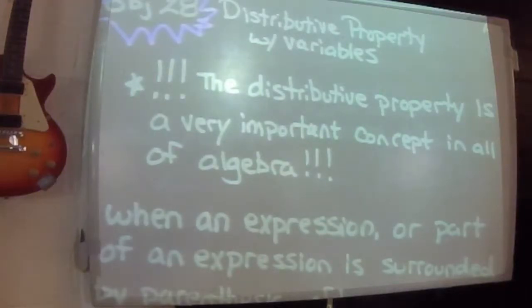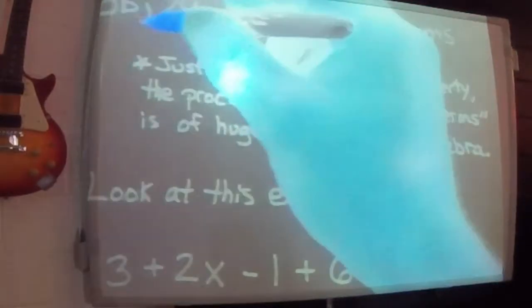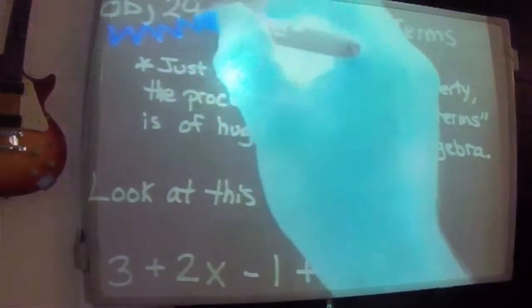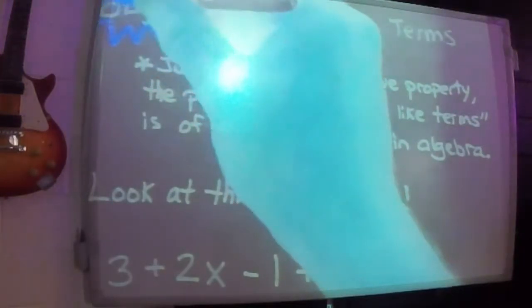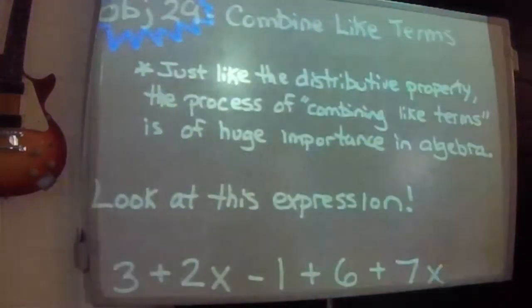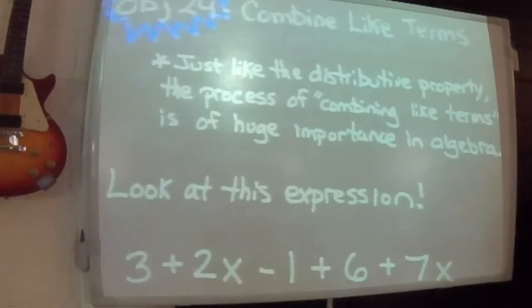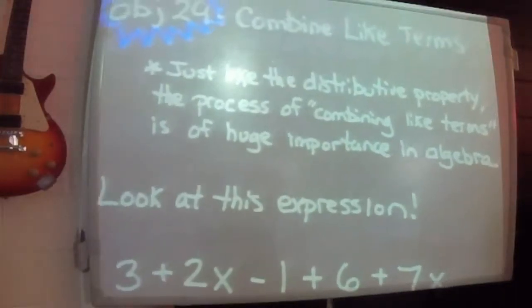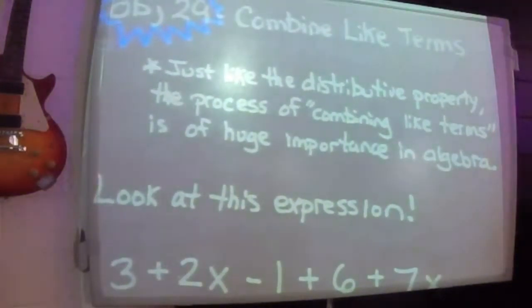Yes, sir. Also, what we're going to do is objective 29, which is called combine like terms. Objective 29 is equally important. These are very similar. They go hand in hand. And now, not only in Algebra 1 is it important.